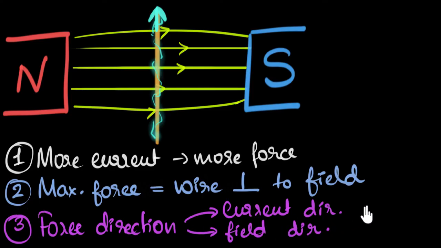So, what did we learn in this video? We learned that a current carrying wire placed in a magnetic field experiences a force. And using this, we can now convert electricity to motion. And we learned a couple of properties of this force. We saw that more the current, more the force. And we also saw that the force is maximum when the wire is kept perpendicular to the direction of the field.